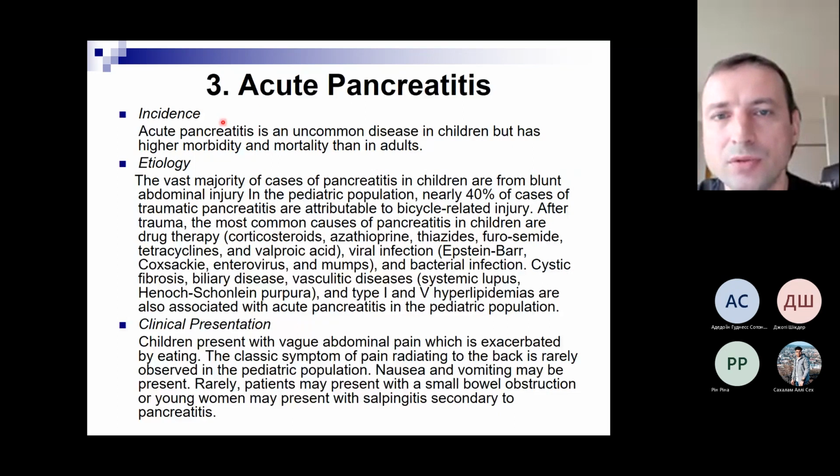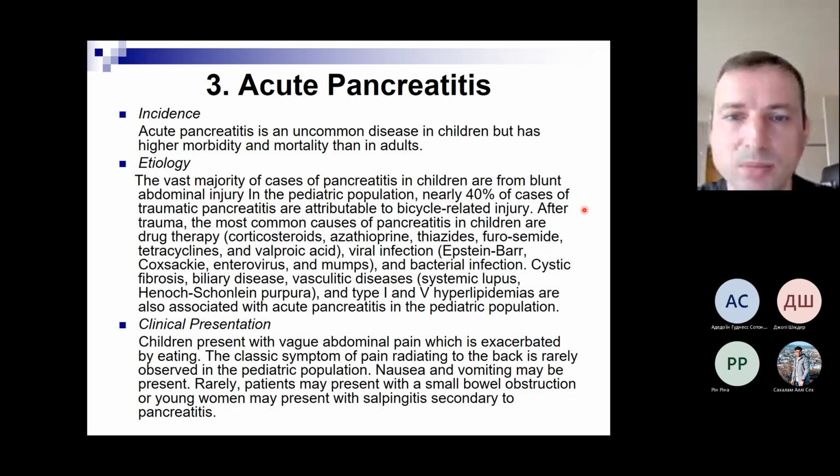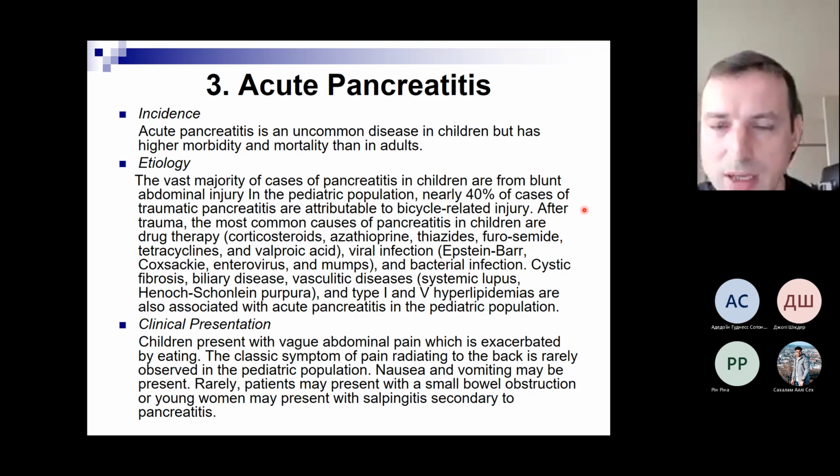The pathology for today is acute pancreatitis. Acute pancreatitis is an uncommon disease in children, but has higher morbidity and mortality than in adults. The vast majority of cases of pancreatitis in children are from blunt abdominal injury. In the pediatric population, nearly 40% of cases of traumatic pancreatitis are attributable to bicycle-related injury.